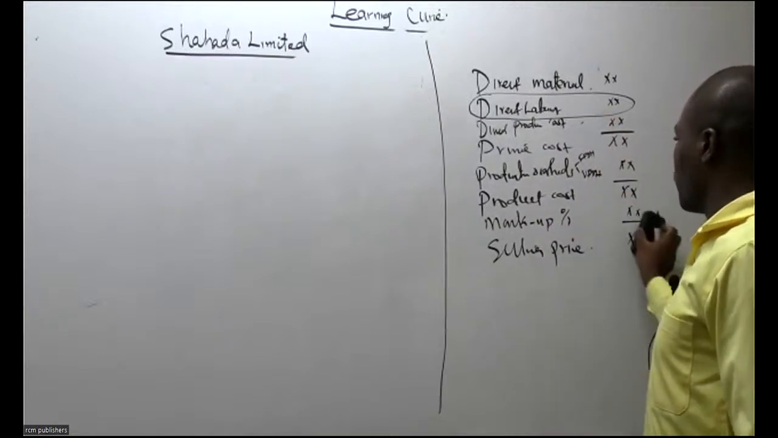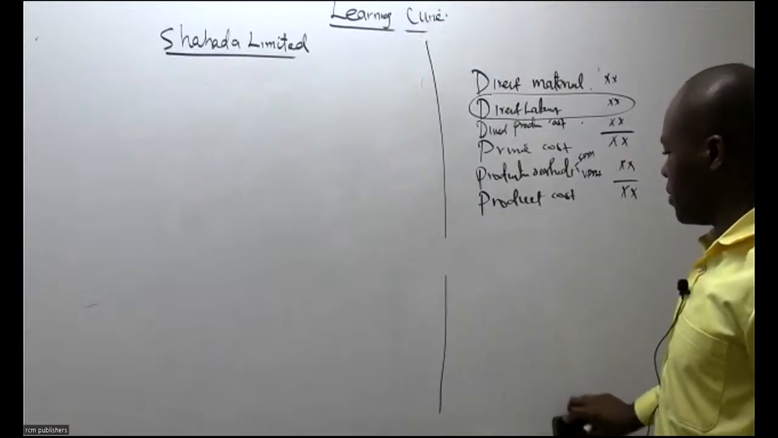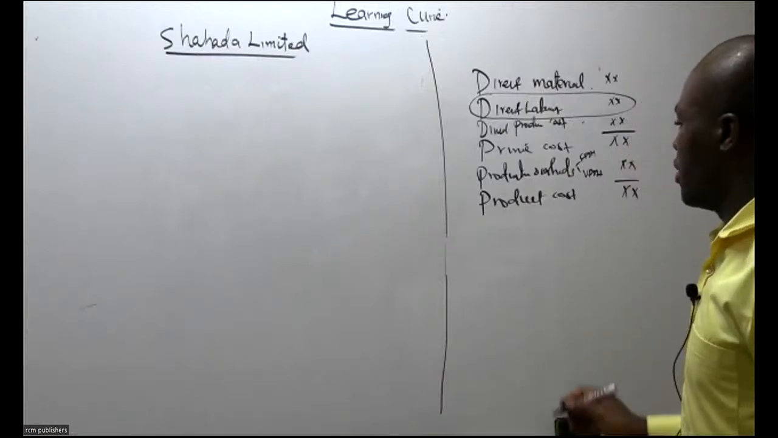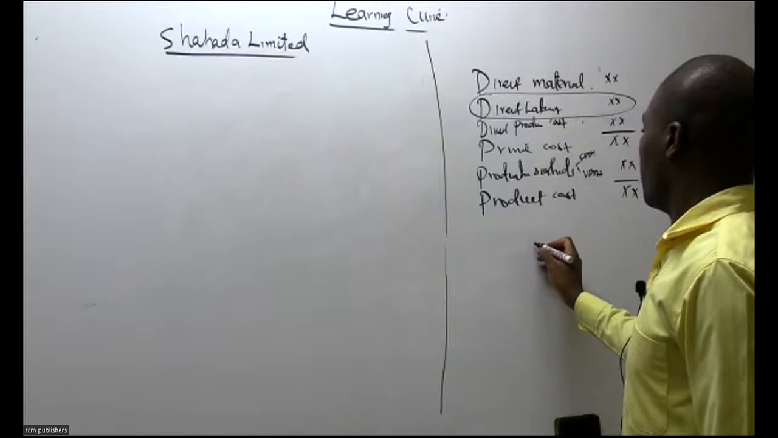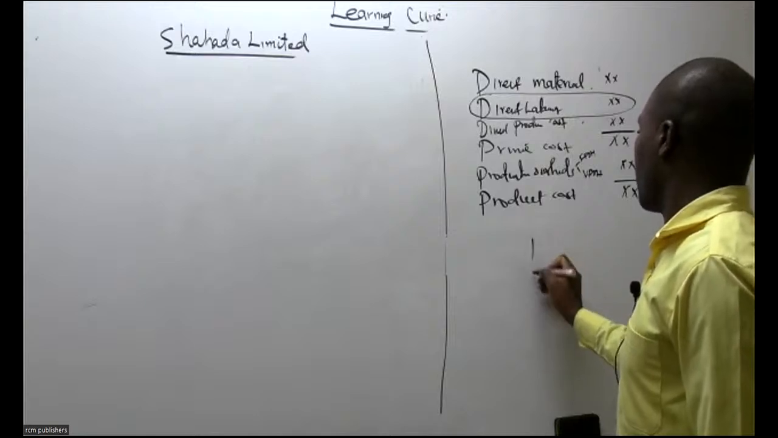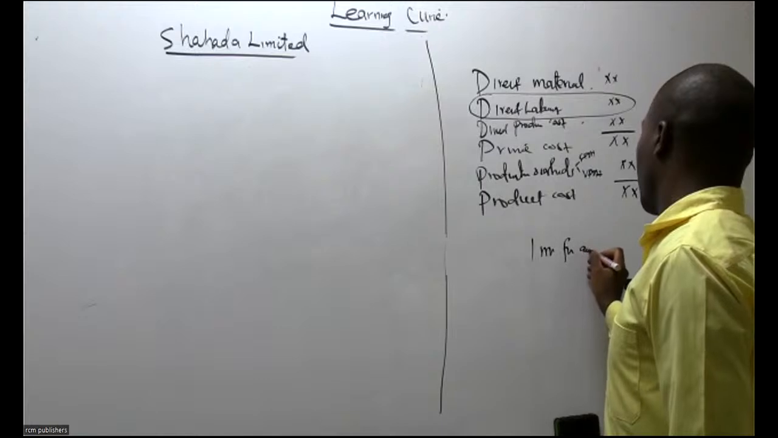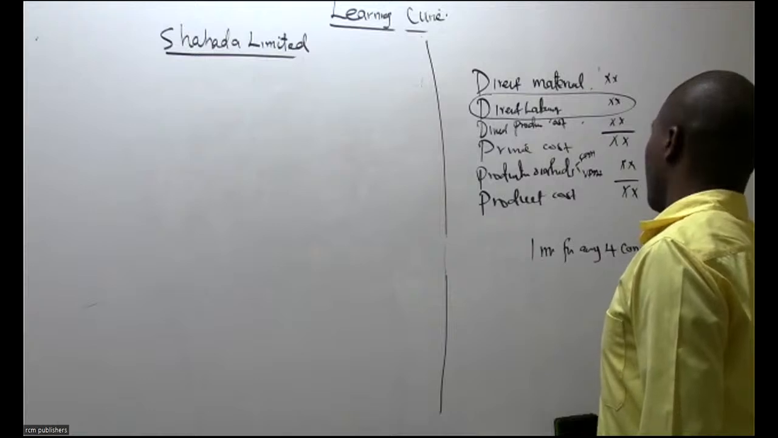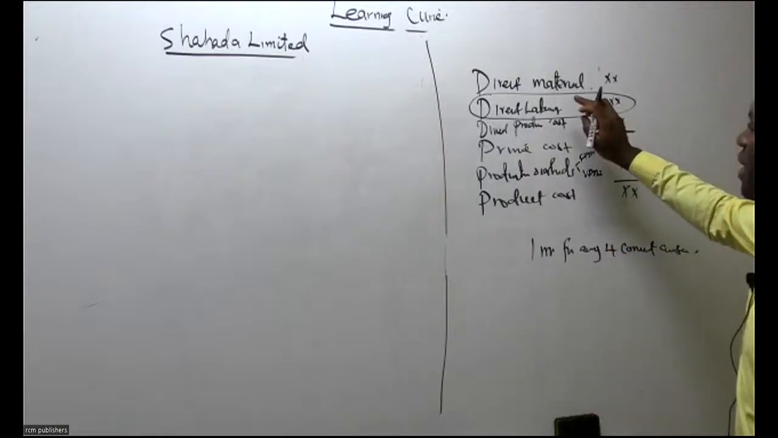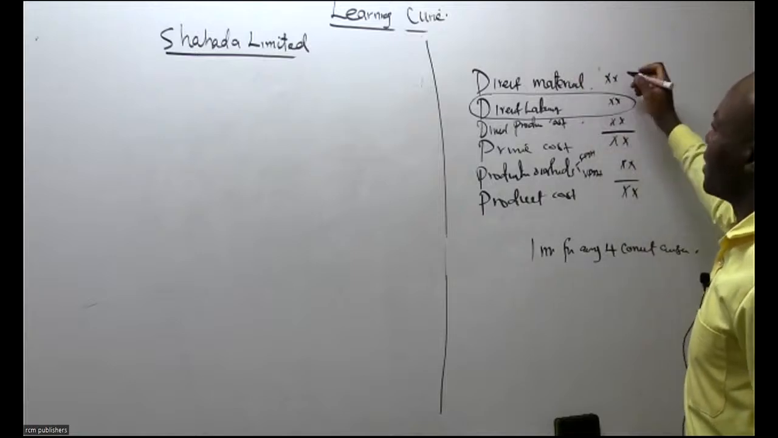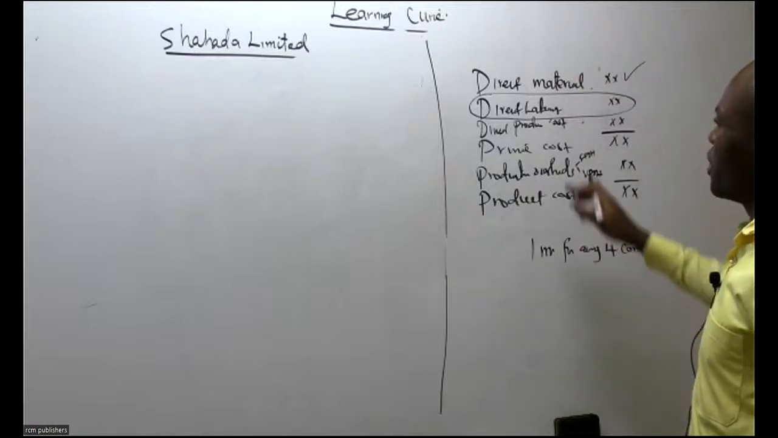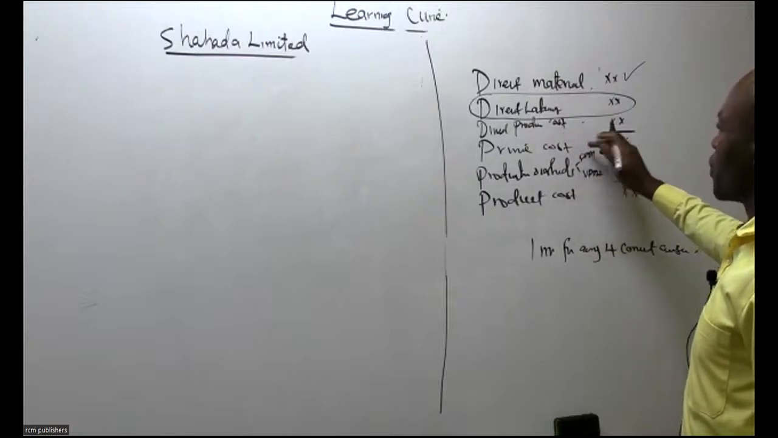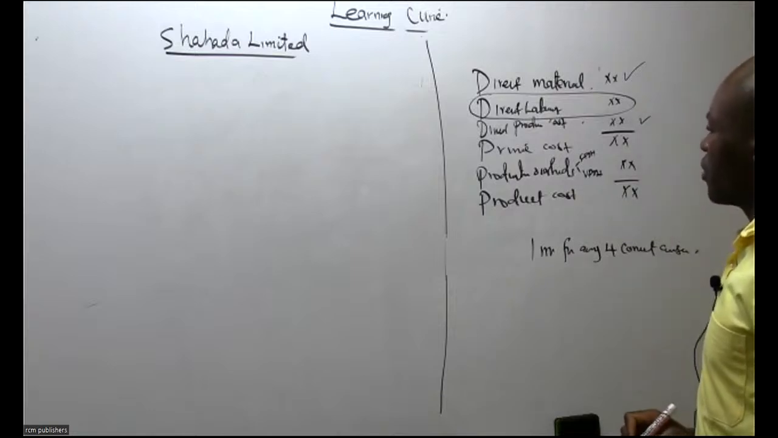Do you know what they are going to do? Do you know what they normally indicate in the marking scheme? This is what we are going to indicate for you in the marking scheme: 1 mark for any 4 correct answers. So here, you don't understand this, but you've been able to indicate the correct value for direct material. You don't understand direct labor, but you've been able to give us the direct production costs or any direct production costs.